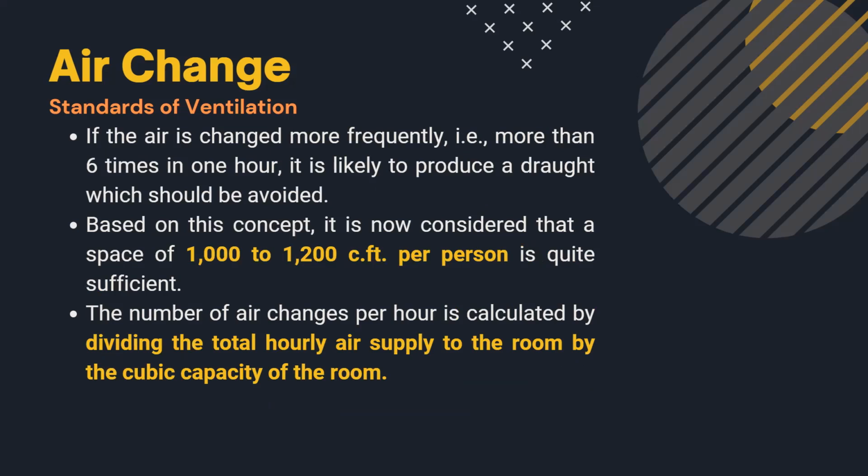If the air is changed more frequently, that is more than 6 times in 1 hour, it is likely to produce a draught, which should be avoided. Based on this concept, it is now considered that a space of 1000 to 1200 cubic feet per person is quite sufficient. The number of air changes per hour is calculated by dividing the total hourly air supply to the room by the cubic capacity of the room.